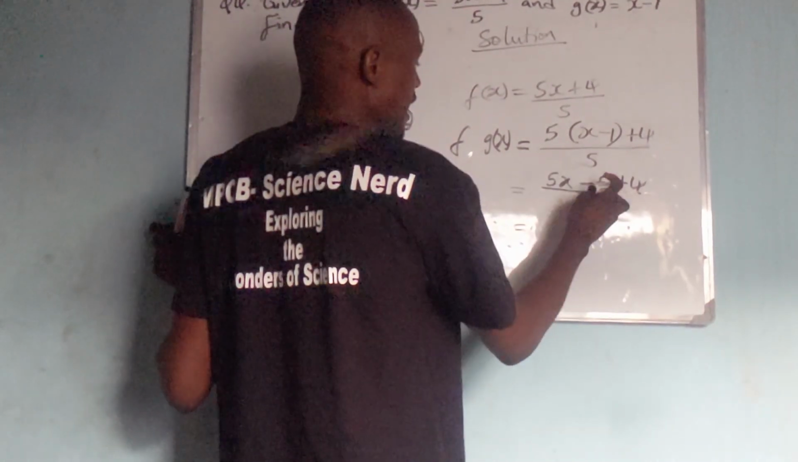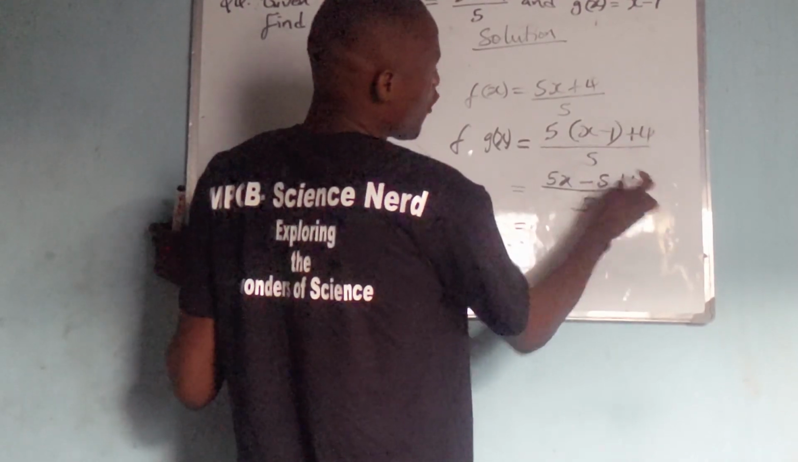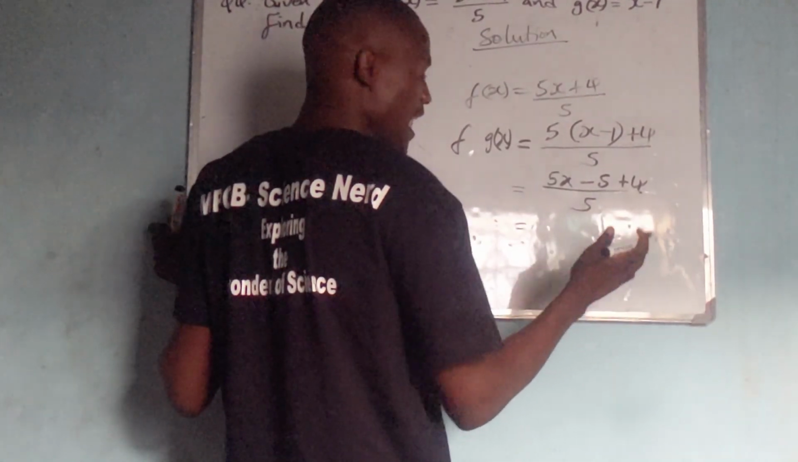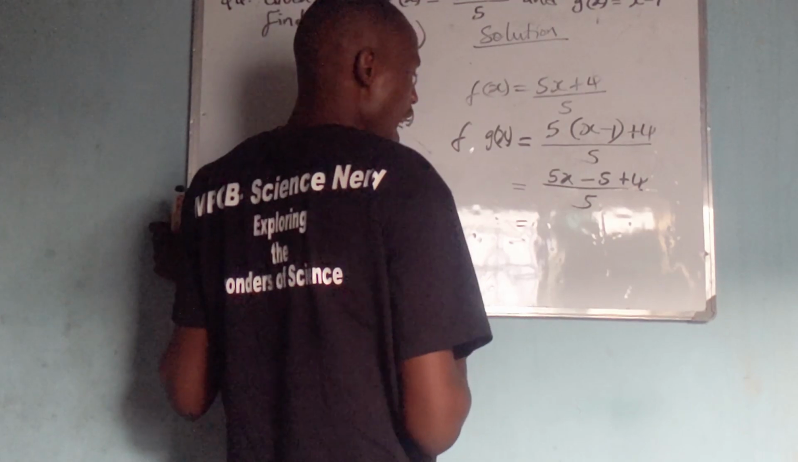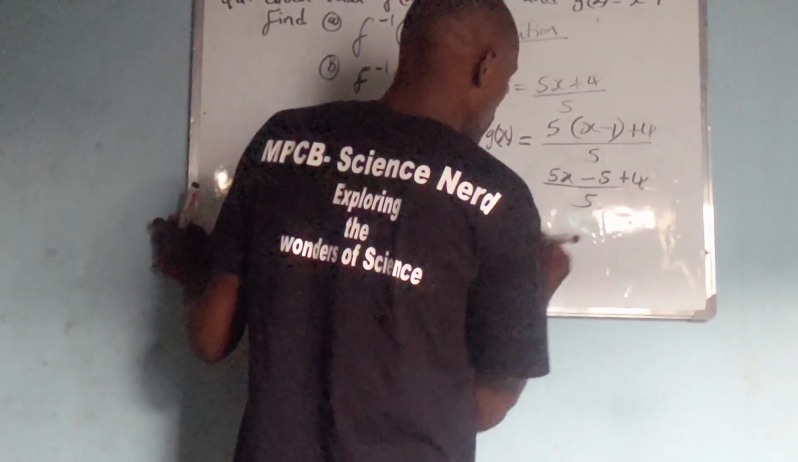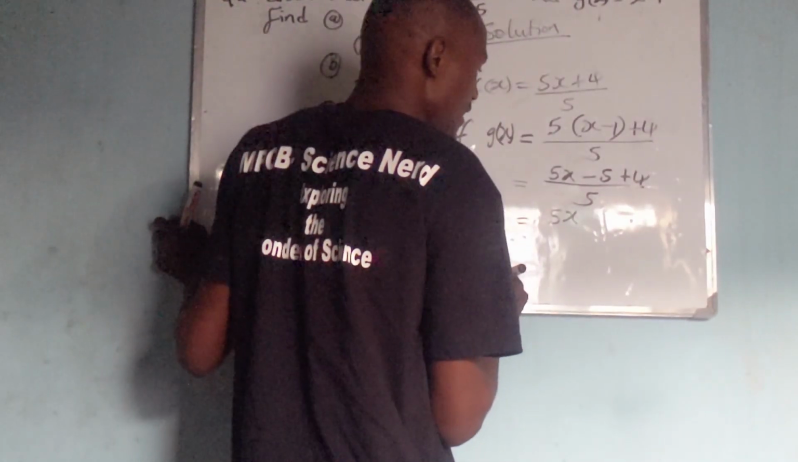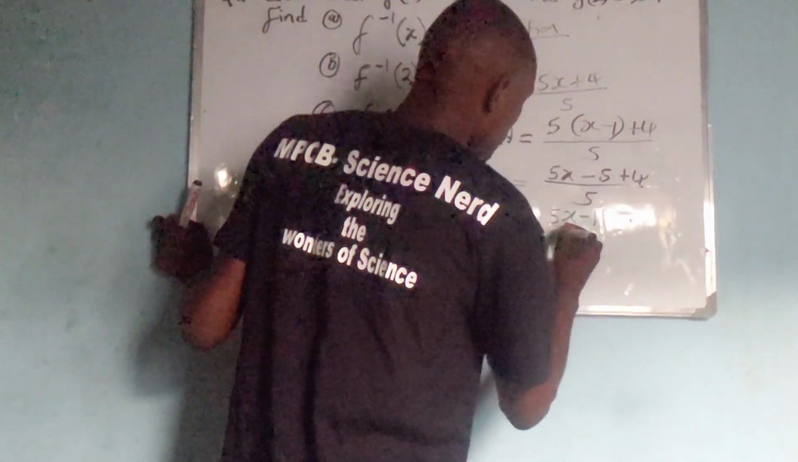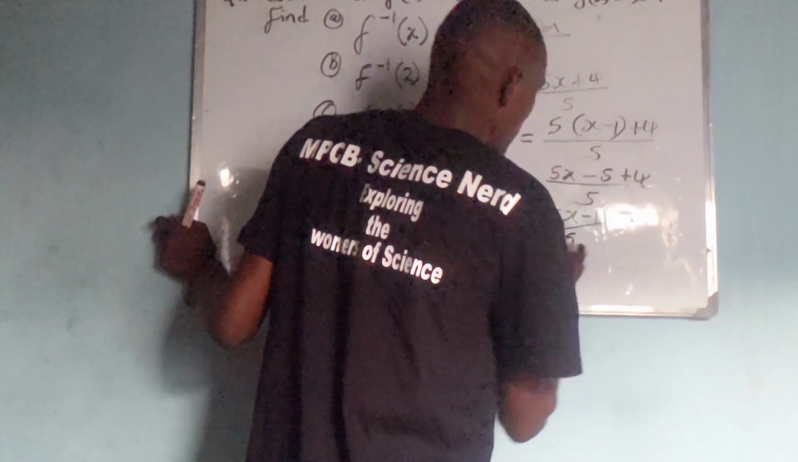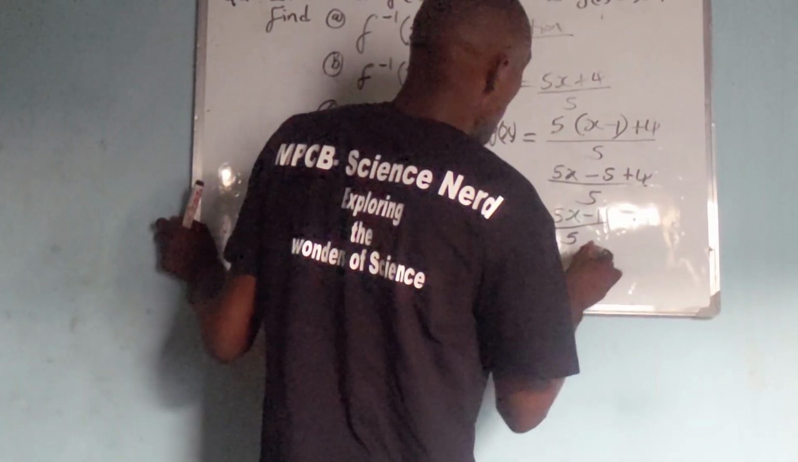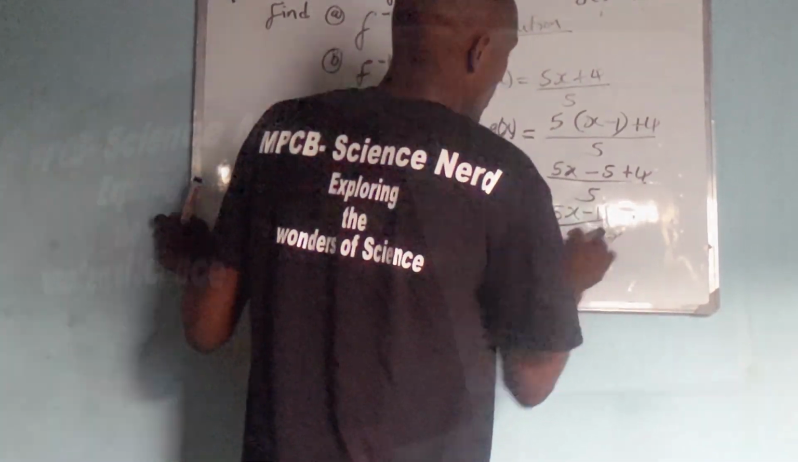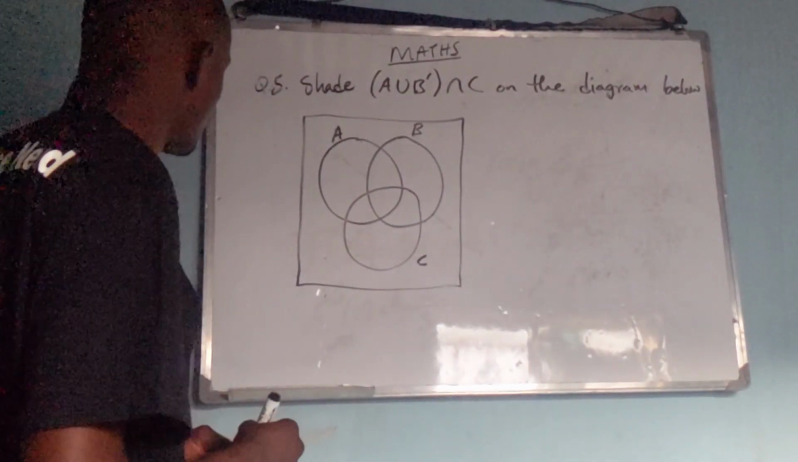From there, we can see that negative 5 plus 4 can be added because they are like terms. And if we add these two, we find that we are going to have 5x minus 1 divided by 5 as our answer. The fifth question.